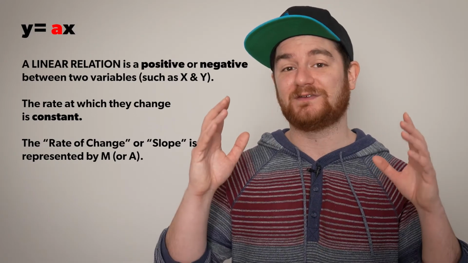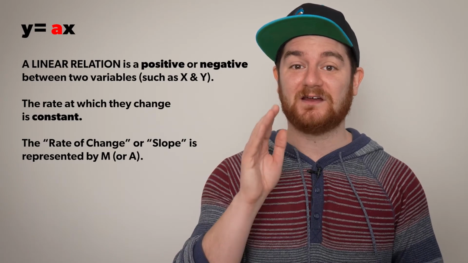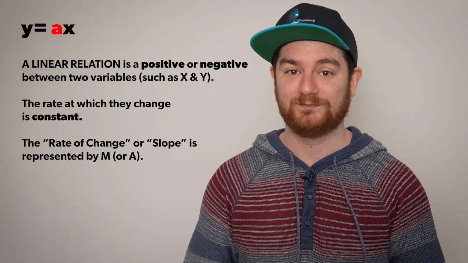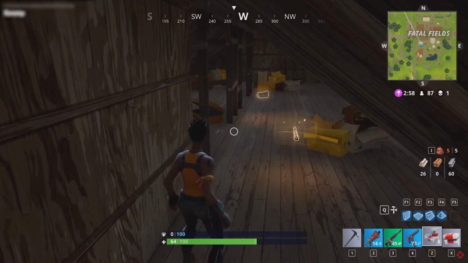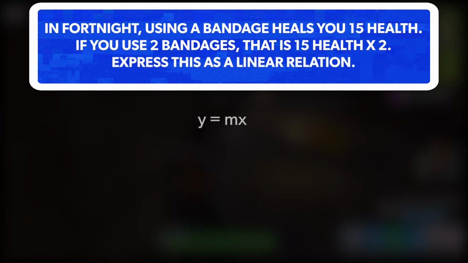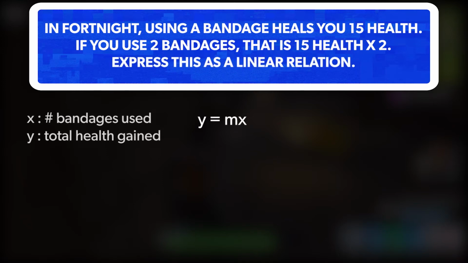Now what does all this mean? It's easiest to understand through an example. In Fortnite, every time you use a bandage, you gain 15 health. If you use 2 bandages, that is 15 health times 2. So the more bandages you use, the more health you gain. This can be turned into a linear relationship where x is the number of bandages you've used and y is the number of health you've gained.